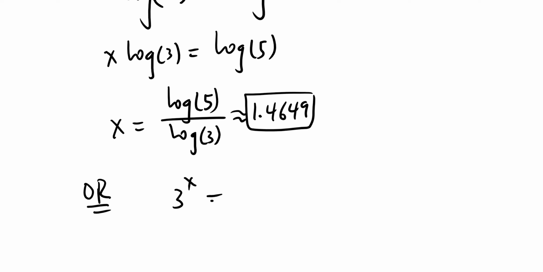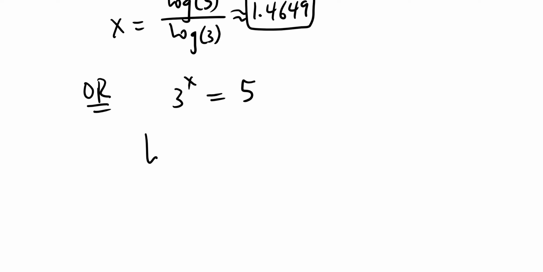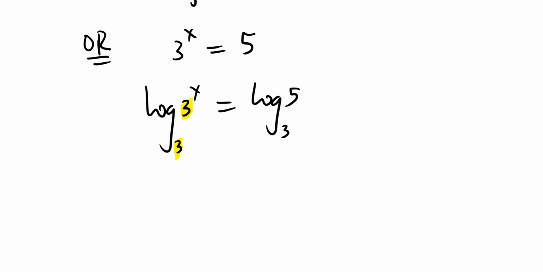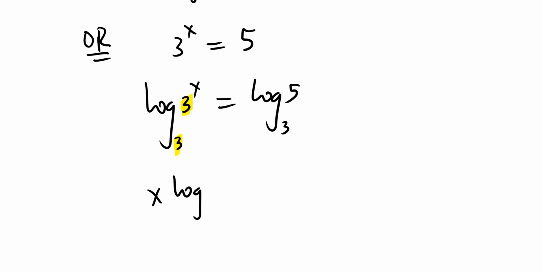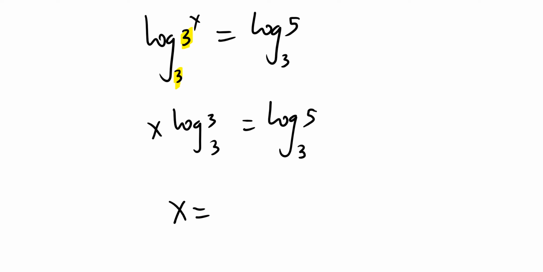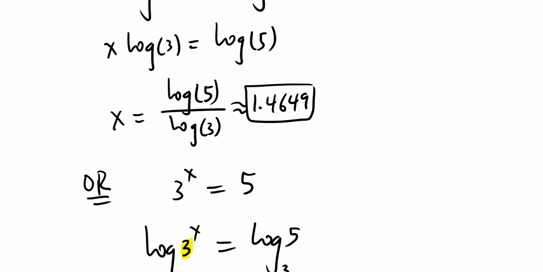Or what I'm going to do, I'm going to rewrite this. 3 to the x is 5. I'm going to take log both sides, but watch what base I'm going to use. I'm going to do base 3 because the variable is only located where the 3 is. So base 3. This means when I bring the x down, x log 3 base 3 equals log 5 base 3. Log 3 base 3 is simply 1. So you get x equals log 5 base 3. And guess what? This answer and the one I got are the same.